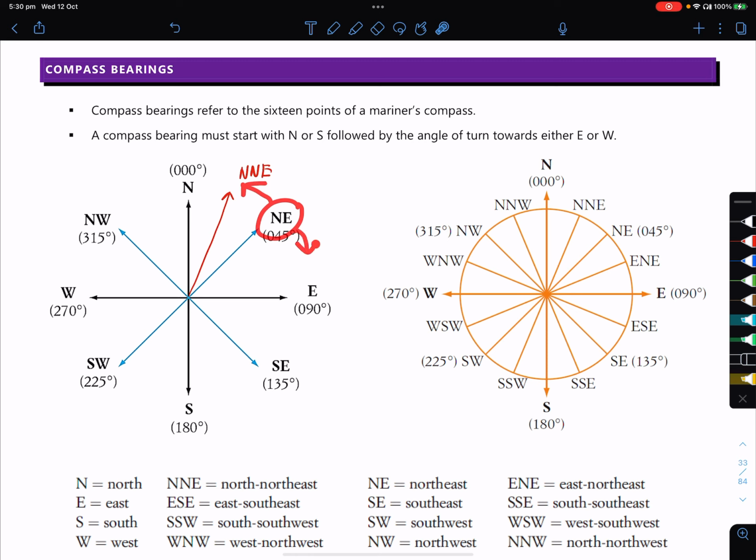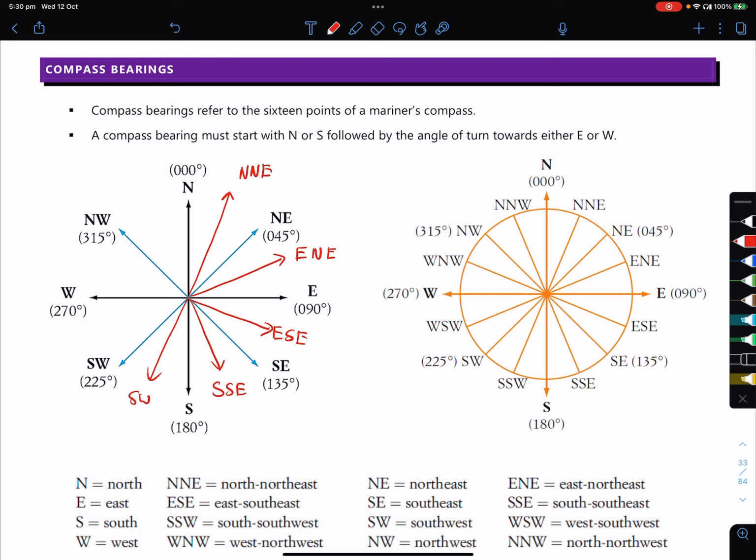But if we go this way, then what we'd have to do is put an E in front of it to make sure we say that it is east of the northeast direction. Same with these ones here. This is southeast, but closer to east, so we say east of southeast. But this one here is southeast, but it's close to south, so it's south of southeast. This one here is southwest, but it's really close to south, so we put south in front of it, and so forth. So this will generate all the compass bearings on the right side here.